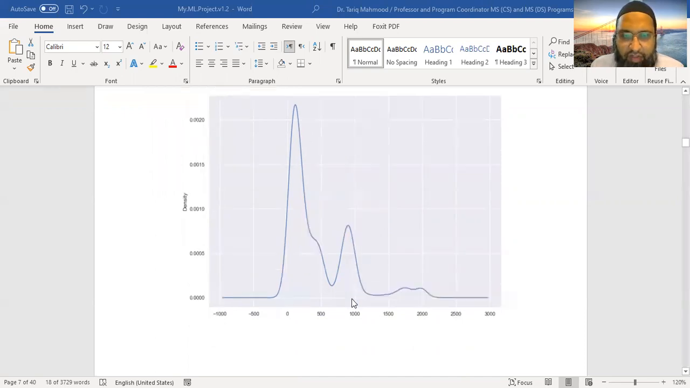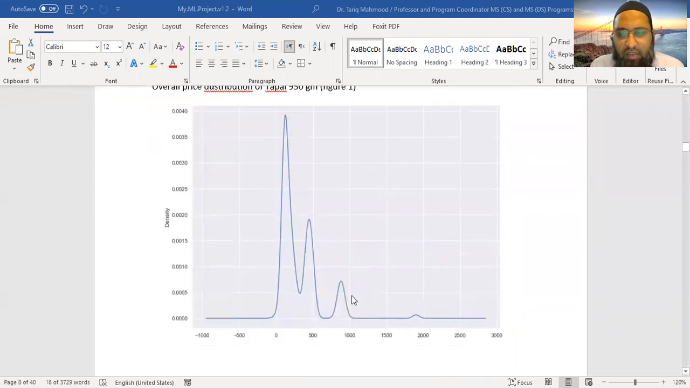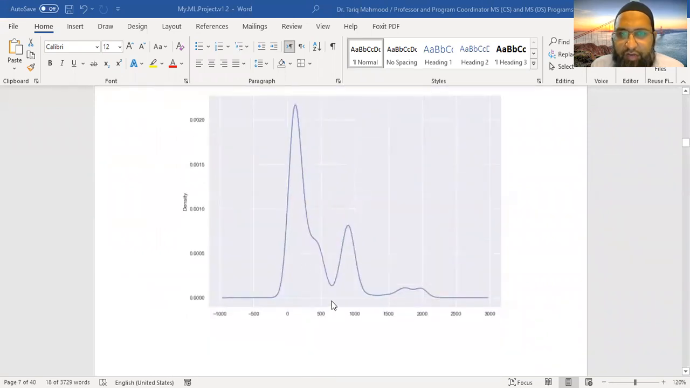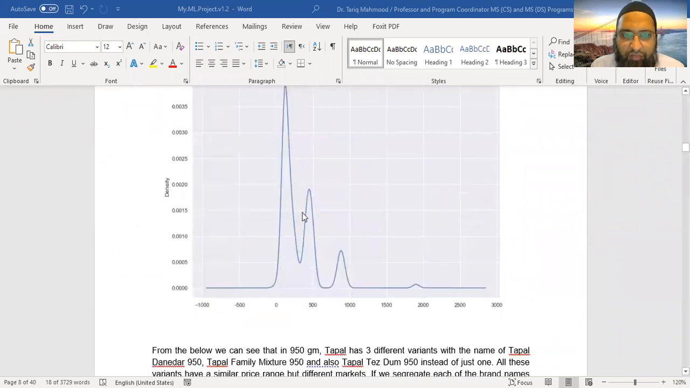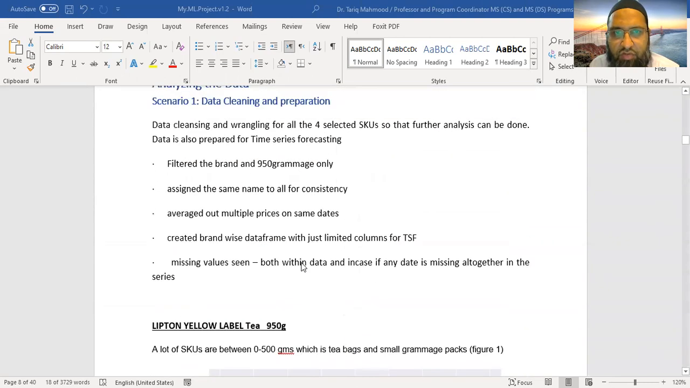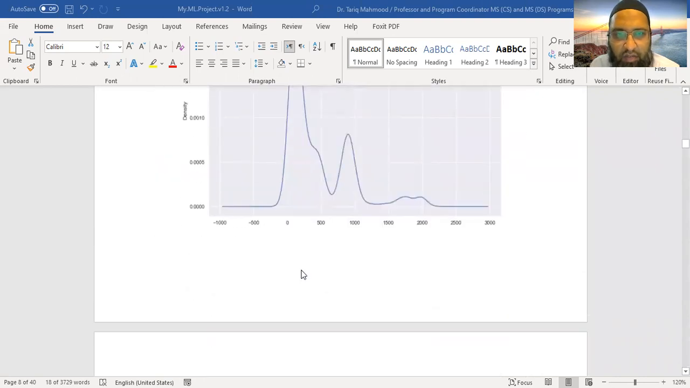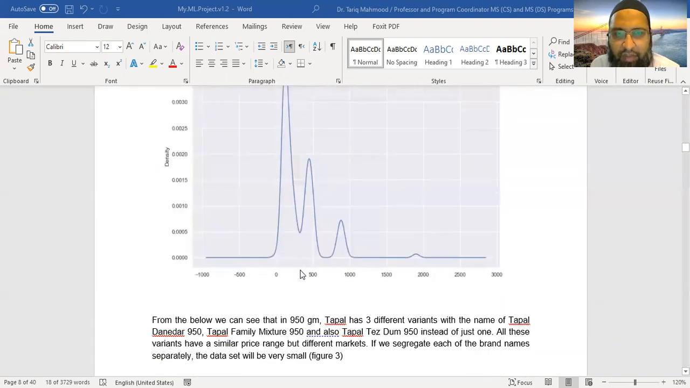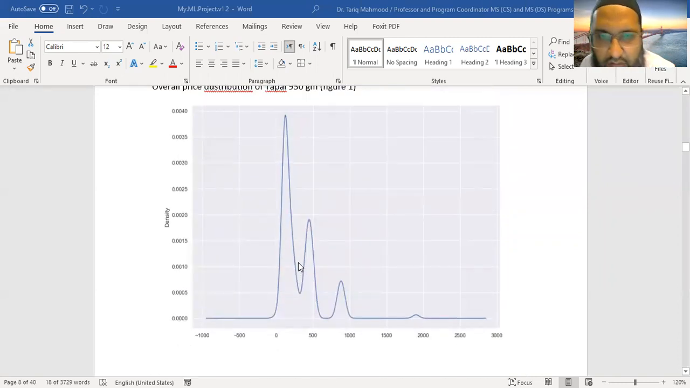But we are focusing on the 950 gram one. The graph for Tapal has more peaks here. It's dividing the 0 to 500 into 2 parts. So we have one peak from maybe 0 to 300, and then another peak from 300 to 500. That's a bit more diversity in the product range as compared to Lipton. We saw above that Tapal has 3 variants in the range of 950, while Lipton has just 1. So it's just the way the e-commerce guys are classifying their products. It depends on the company policy, really.